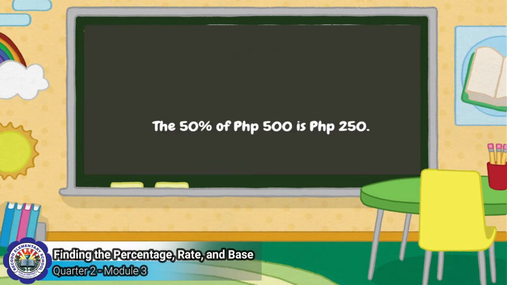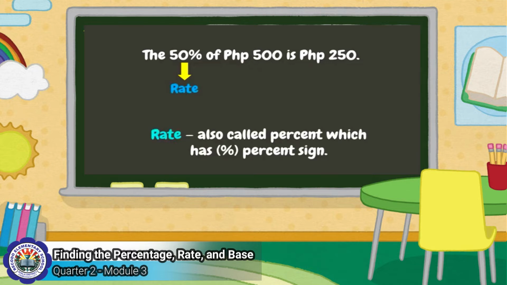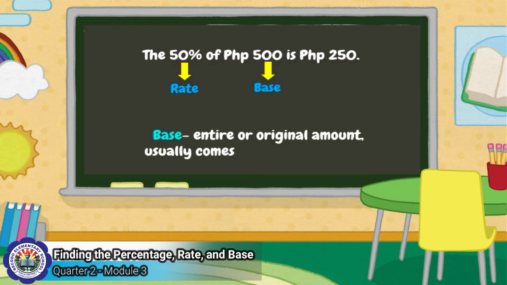Now in this given statement, 50% is the rate. Rate is also called percent, which has percent sign. While 500 pesos is the base. The base is the entire or original amount, which usually comes after the word of.